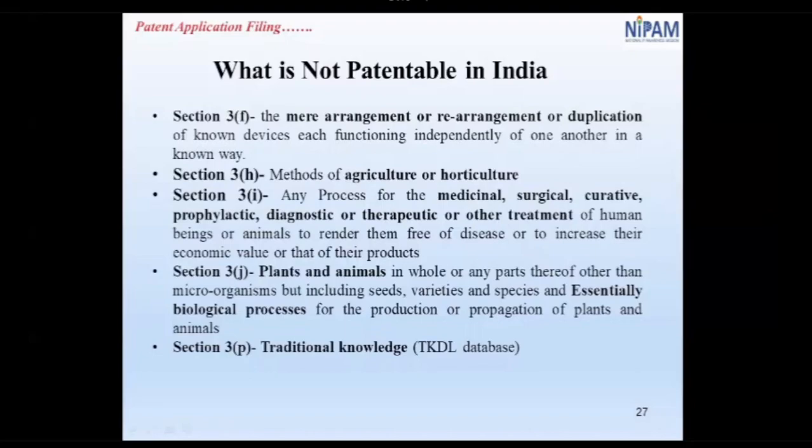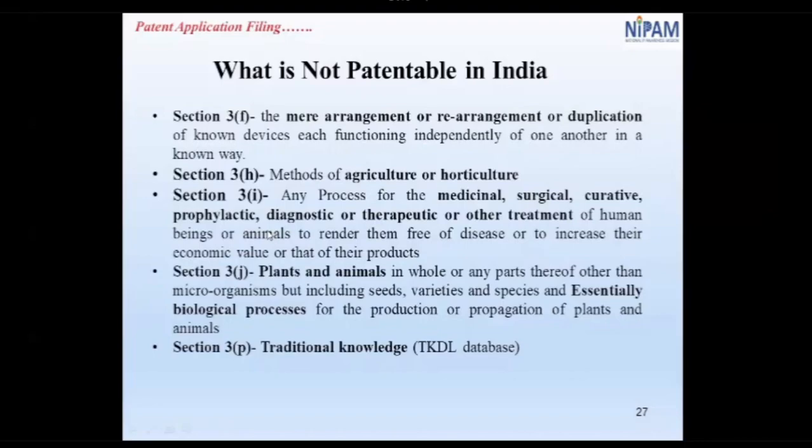The formulated diet can be patentable, but the claim should not read like a formulated diet to heal any disease. You can see in section 3, it is clear. Section 3 says human beings or animals to render them free of disease or to increase their economic value, right? So if you are trying to heal some animal, it's a betterment for an animal. That means it will fall under section 3(a). But you have to play with the words. You said that a particular human nutritional diet, you have developed, invented a particular nutritional diet.